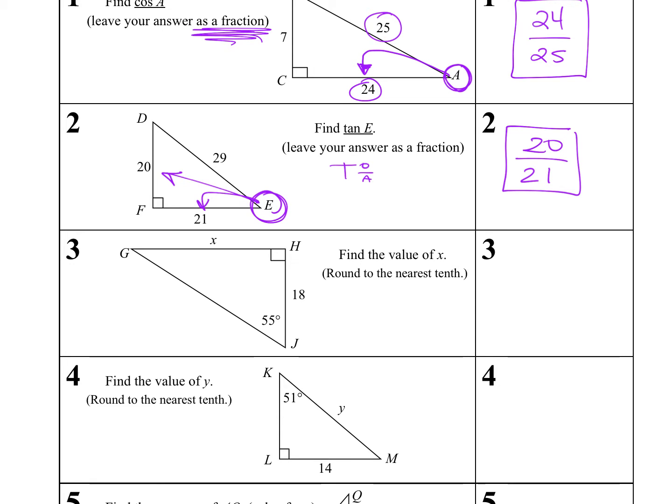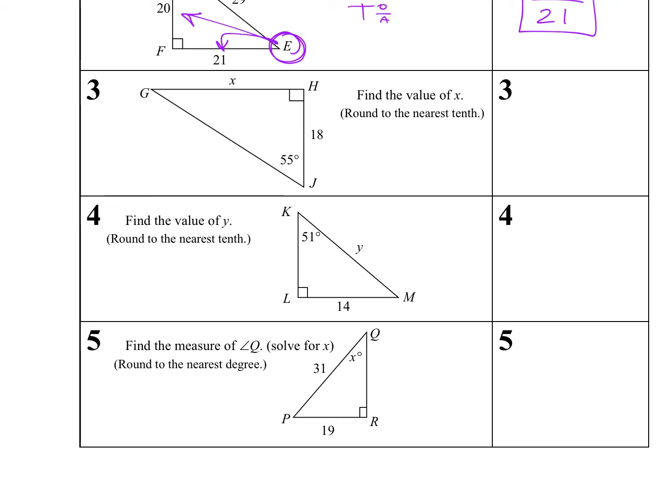Okay, number 3. Which trig function are you using here? Tangent. You have from the angle, you have the opposite side, and you have the adjacent side, right? So that's tangent, TOA.